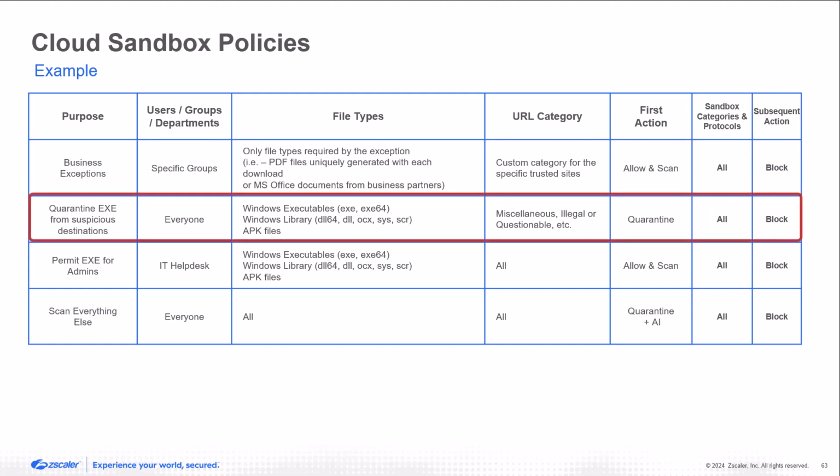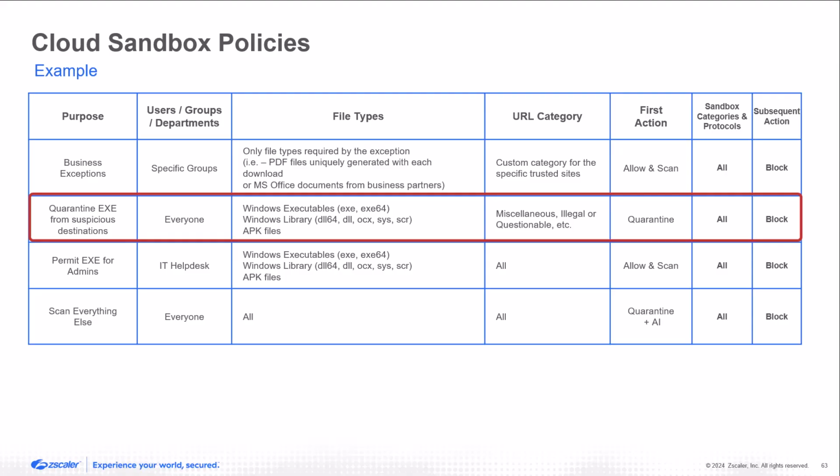The second rule that you see here is to quarantine exe files from suspicious destinations. This is applied to everyone. Any file type, which is an exe or a Windows library file like a DLL or APK file, for any websites that are uncategorized or have a miscellaneous URL category or one of the sensitive URL categories, I would even add newly observed domains here. For all those types of file types, we will be quarantining.